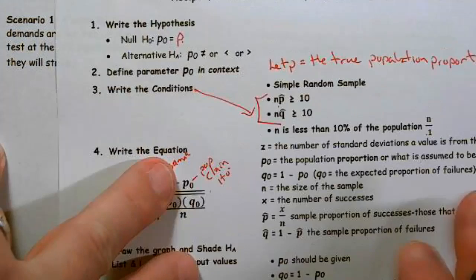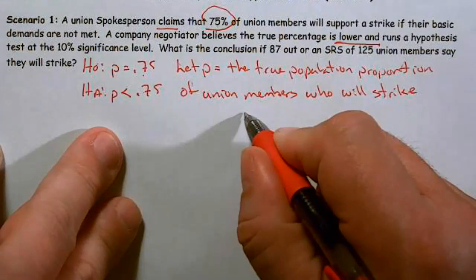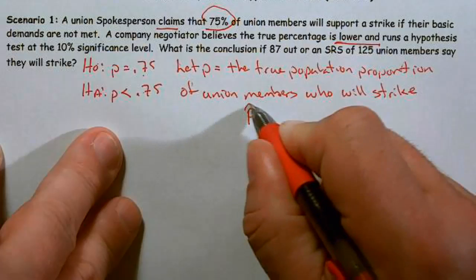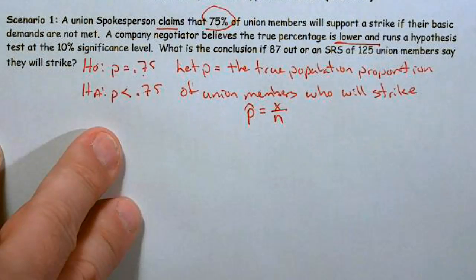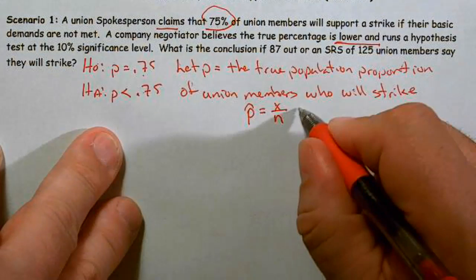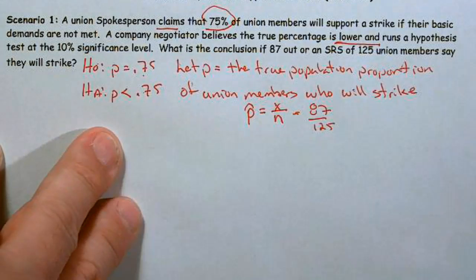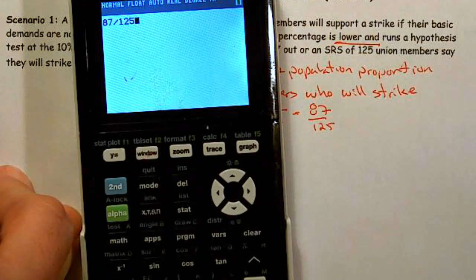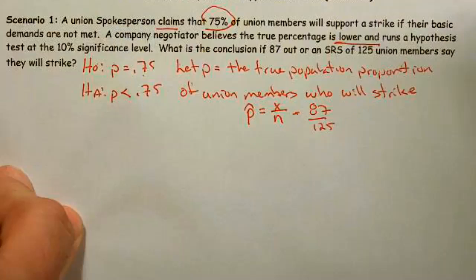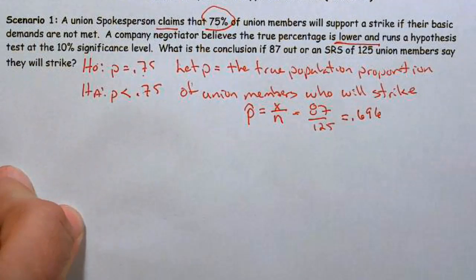Well, we're not going to worry about anything but the NP and NQ being greater than 10. Well, before we do that, let's find P hat, just because I think that's going to help us out with understanding this. So P hat equals X over N. Well, in this case, 87 out of 125 are going to strike. That's what we ended up with in our sample. So 87 divided by 125 equals 0.696. So that's our P hat.